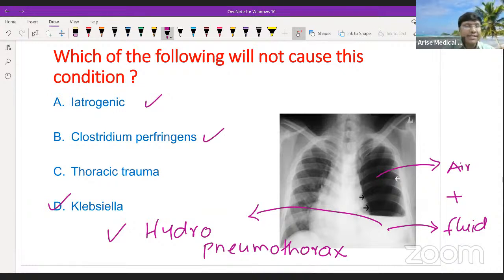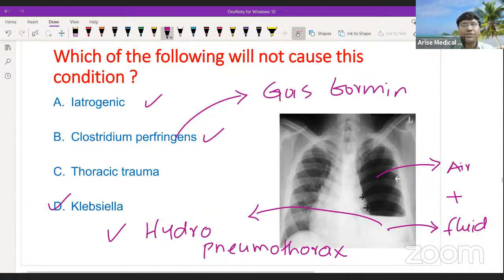Now, what is Clostridium perfringens? Clostridium perfringens can also cause hydropneumothorax. It is a gas forming organism. Even Streptococcus can also cause hydropneumothorax. Next, thoracic trauma. Whenever there is any trauma, if air has entered the pleural space along with the fluid, then the individual may land up in hydropneumothorax.